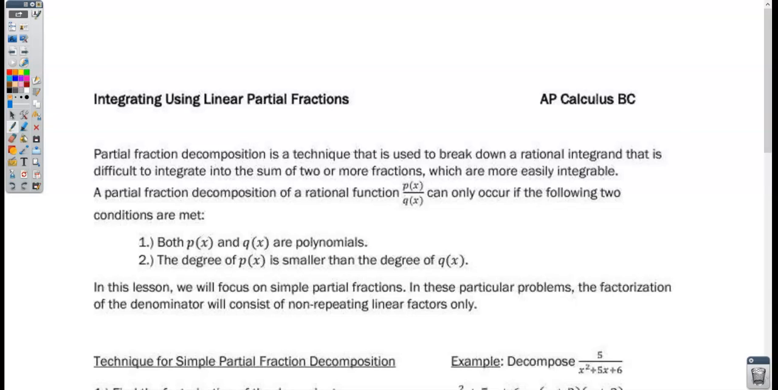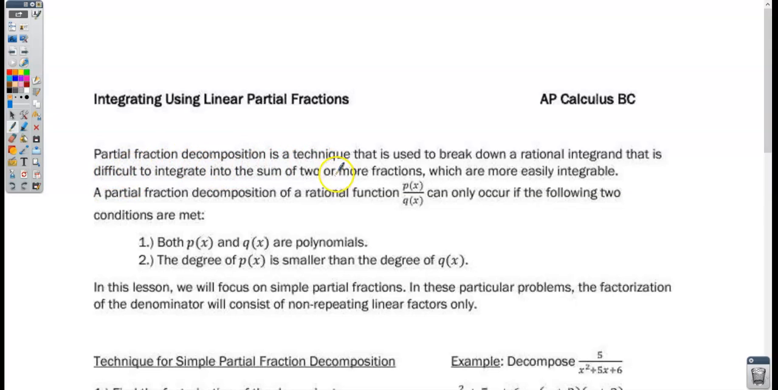Alright, welcome back everybody. In this video we are going to talk about section 6.12 of AP Calculus BC, integrating using linear partial fractions. This video covers everything about partial fractions that you need to know for your AP exam, even though in this course we're going to do a little bit more with partial fractions. But the AP test only requires you to be able to use linear partial fractions of a non-repeating linear factor variety. So let's talk about this.